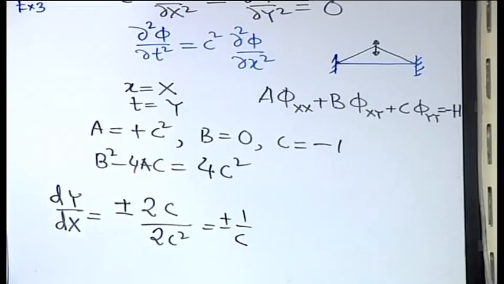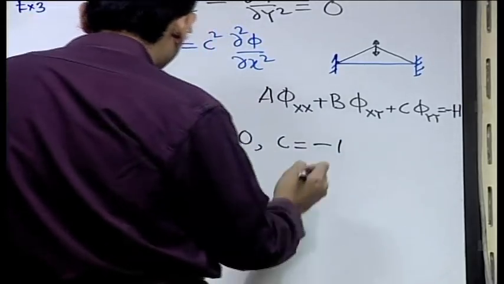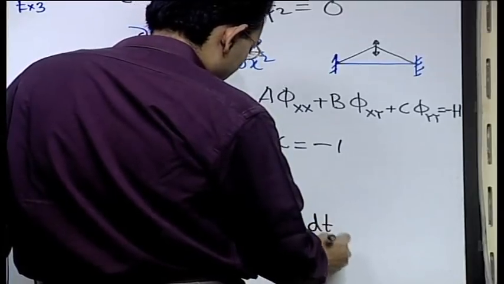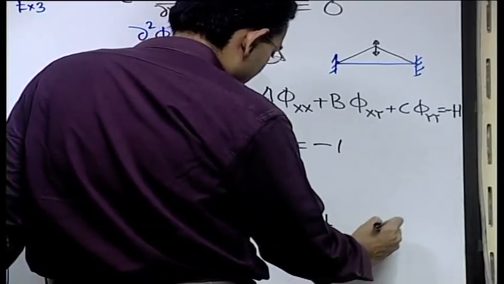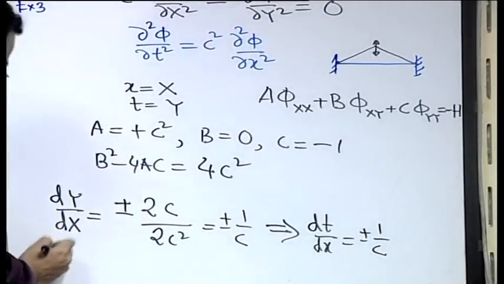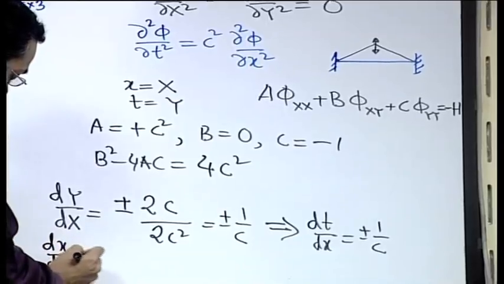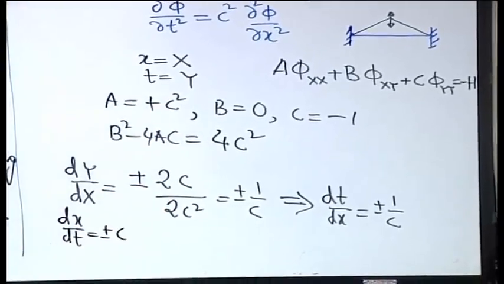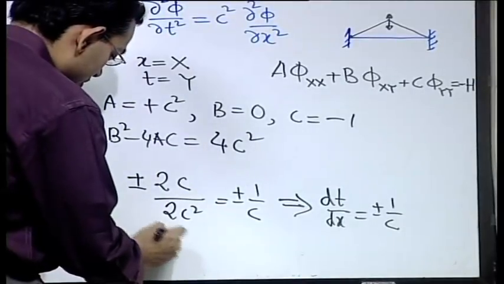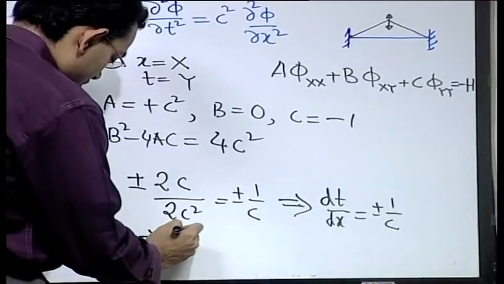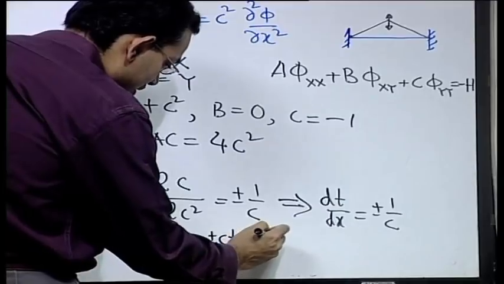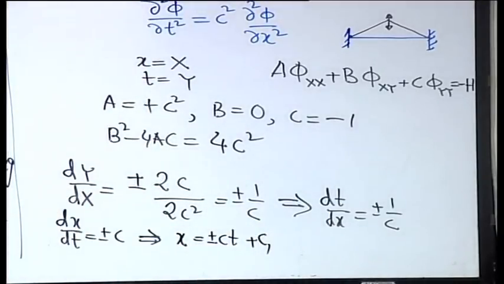What is capital Y? Capital Y is t. So, you can write this as dt dx is equal to plus minus 1 by c. That means dx dt is equal to plus minus c. So, if you integrate it, you will get x is equal to plus minus ct plus some c1.